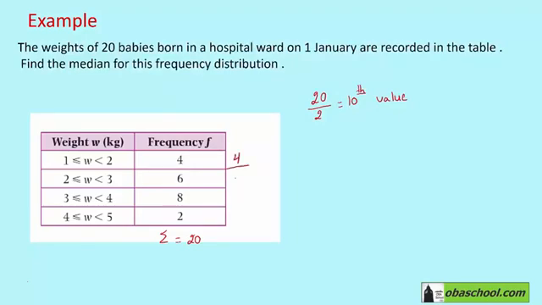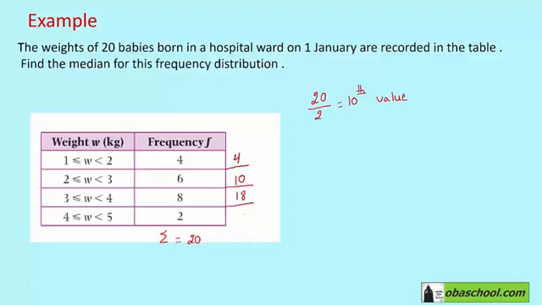Our first frequency is 4 babies, so there's 4. And then we had 6 babies, so we add that in a cumulative way and then we go on. 6 plus 4 is 10. Then we had 8. We're going to add on. So 10 plus 8 is 18. And we finally have 2 babies, so 2 plus 18 is 20.